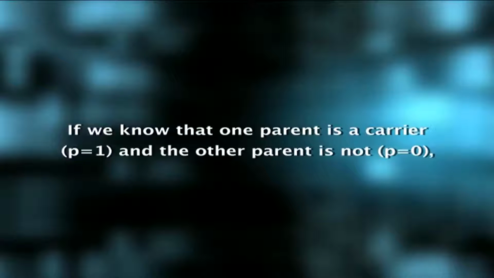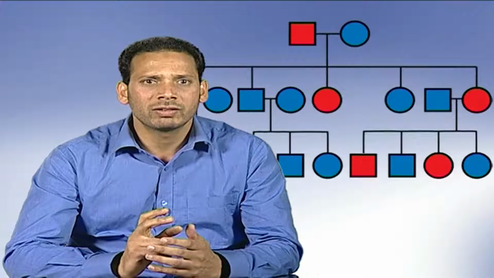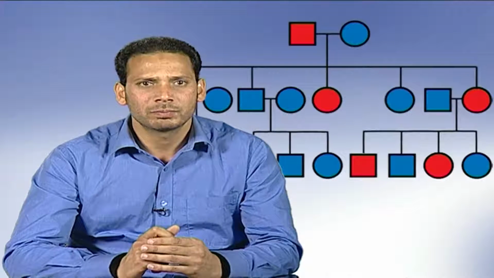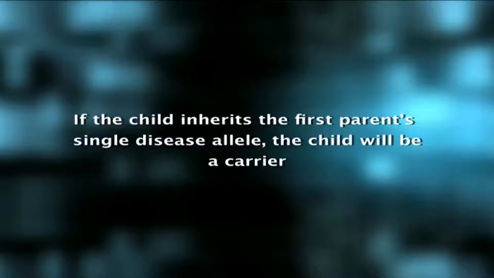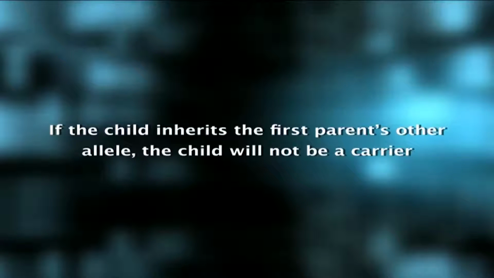If we know that one parent is a carrier, that means the probability is equal to 1, and the other parent is not a carrier, then the probability is equal to 0. We know there are two equally likely possibilities. Number 1, if the child inherits the first parent's single disease allele, the child will be a carrier. Now, if the child inherits the first parent's other allele, the child will not be a carrier.